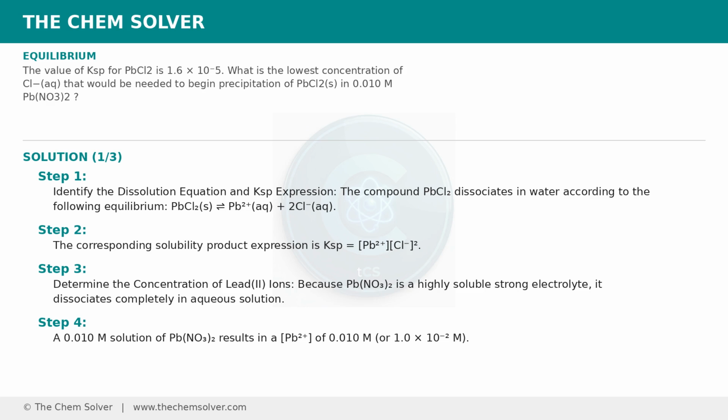Because PbCl₂ is a highly soluble strong electrolyte, it dissociates completely in aqueous solution. A 0.010 molar solution of PbCl₂ results in a Pb²⁺ concentration of 0.010 molar, or 1.0 times 10 to the power minus 2 molar.